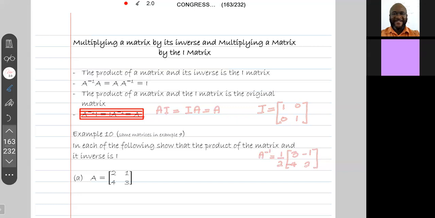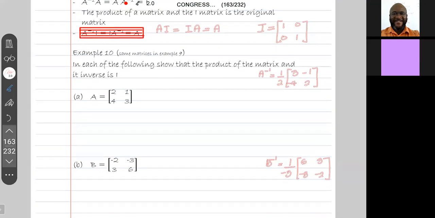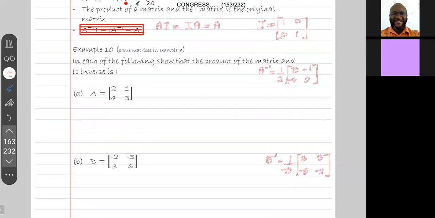That is actually something that we did in one of those earlier sessions. Example 10. Now, in example 10, these are the same matrices as in example 9. In example 9, we found the inverse of the matrix, so we're not going to find the inverse again. We're just going to use the inverse from example 9. It says in each of the following, show that the product of the matrix and its inverse is the I matrix. Now, I'm going to do B, then I want you to do A.